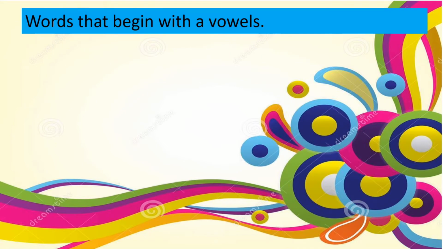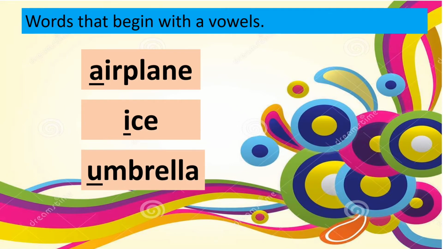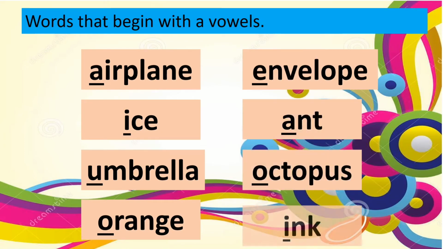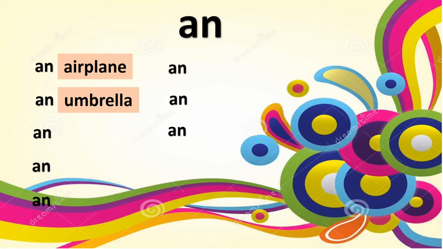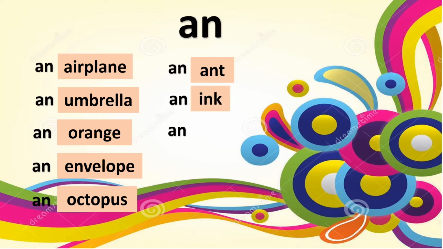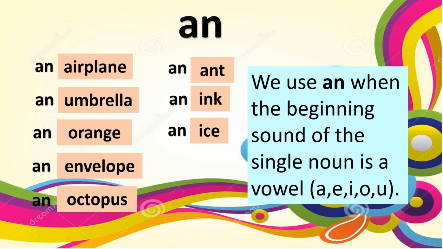These are words that begin with a vowel: airplane, ice, umbrella, orange, envelope, ant, octopus, ink. All of these words begin with a vowel. If a word begins with a vowel, we use an: an airplane, an umbrella, an orange, an envelope, an octopus, an ant, an ink, an ice. Remember, we use an when the beginning sound of the single noun is a vowel: A, E, I, O, U.